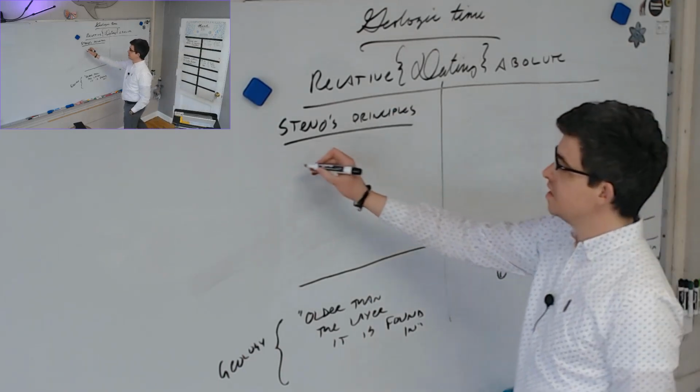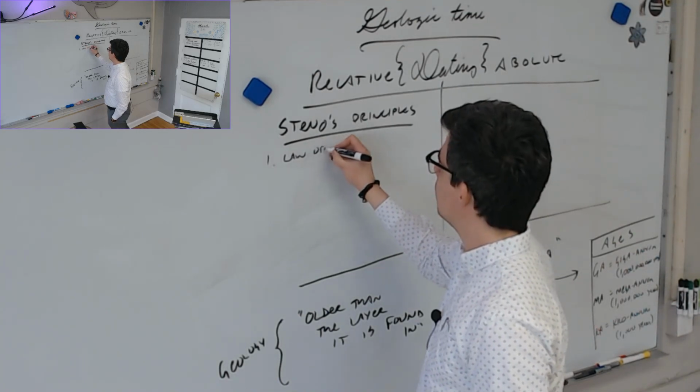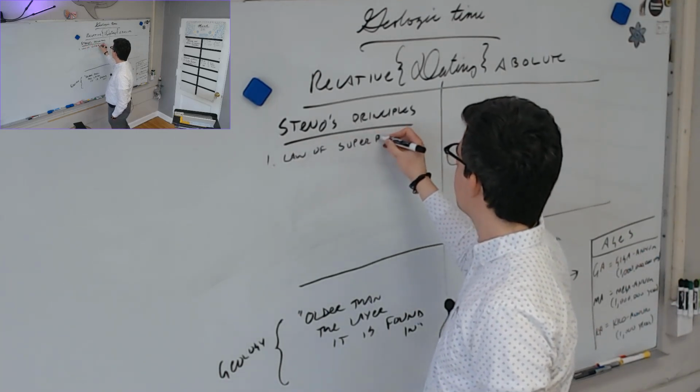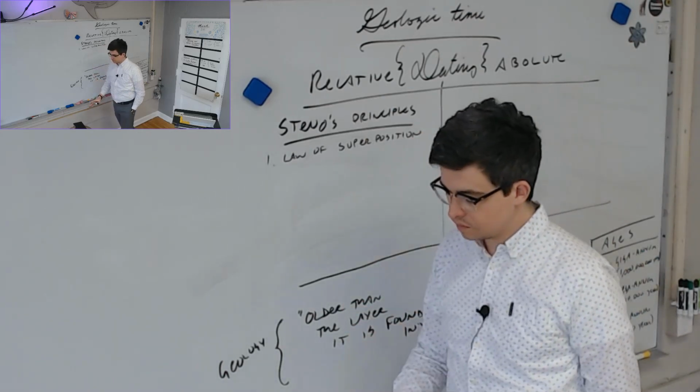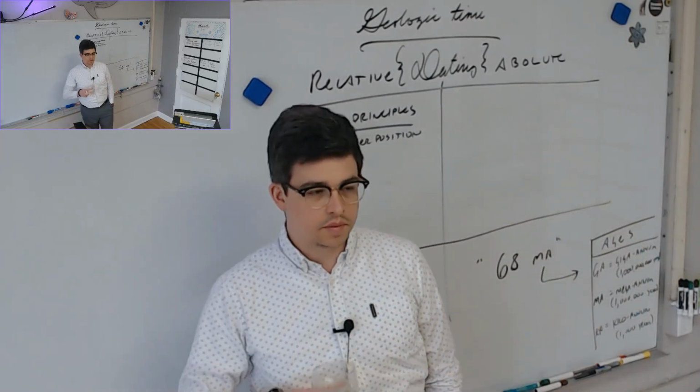The first one is the easiest, the law of superposition. You remember this one. What is it? What's the law of superposition? We've talked about this before.